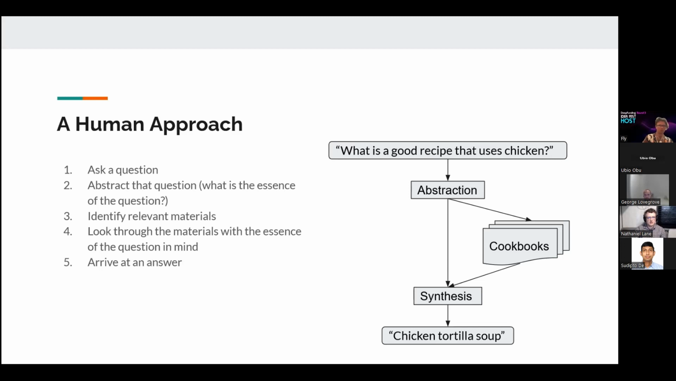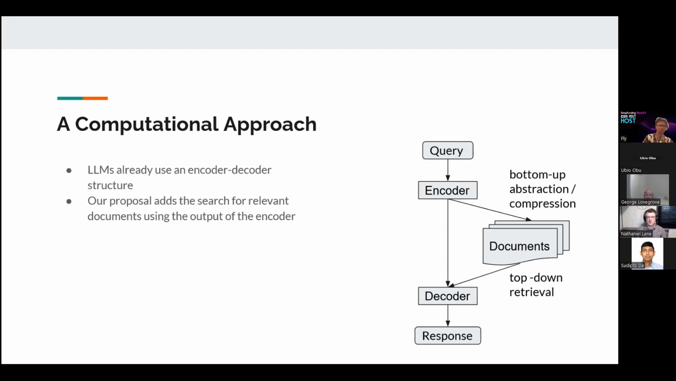Moving that into a computational approach, we start with our query and apply an encoder to get that kind of abstraction. We would then use that abstraction to search through a list of documents and synthesize that with the encoded query via a decoder. And then we can use that to generate a response. They query and abstract it, and then they decode it to generate the response.